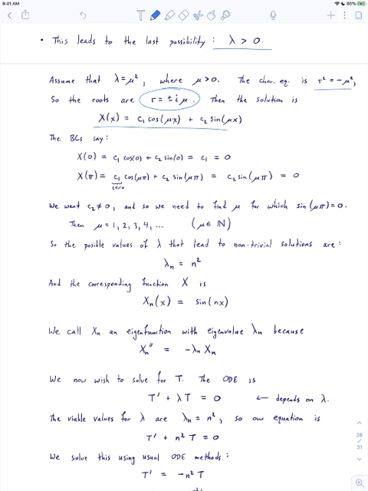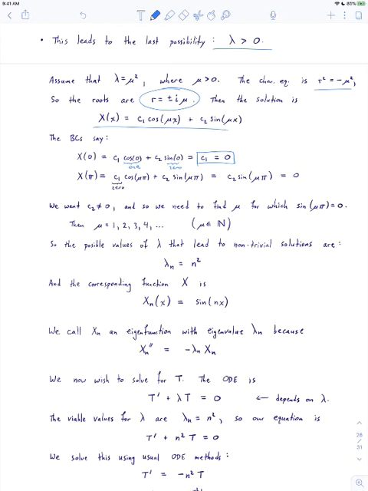So let's see if this is possible. What do the boundary conditions say here? Capital X at 0 is c1 times cosine of 0 plus c2 times sine of 0. But sine of 0, of course, is 0, and cosine of 0, of course, is 1. So we end up with c1 times 1 plus c2 times 0, which is just c1. So already we have that c1 is equal to 0. So the question is, can we ensure that c2 is not 0? If c2 is 0, then the only possible solution is the trivial solution.